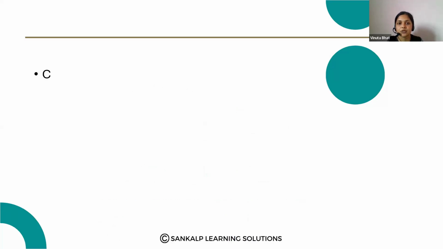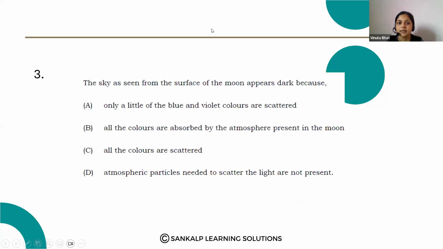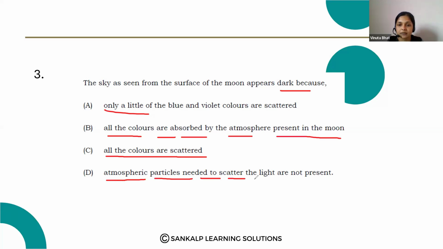Next question. The sky as seen from the surface of the moon appears dark because: option A, only a little of the blue and violet light colors are scattered. Option B, all the colors are absorbed by the atmosphere present on the moon. Option C, all the colors are scattered. Option D, atmospheric particles needed to scatter the light are not present. So what is the correct answer for this question?